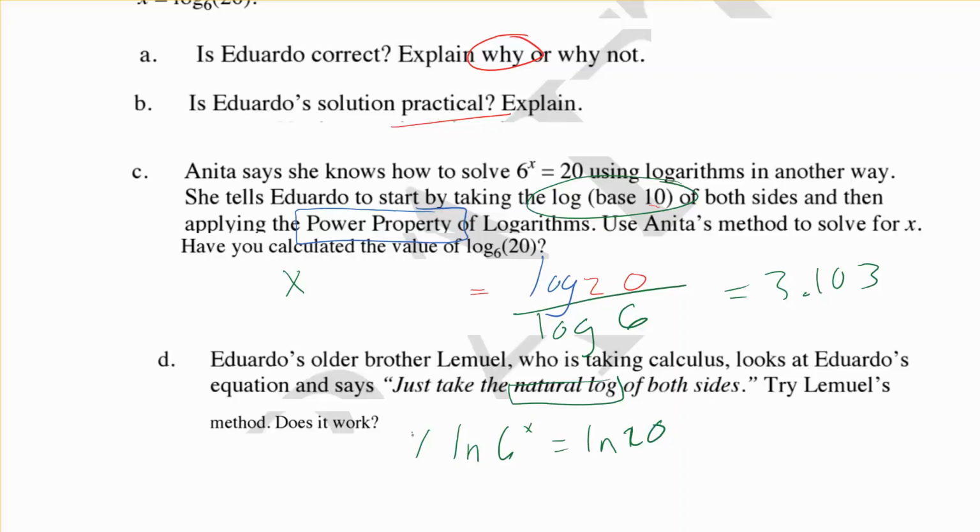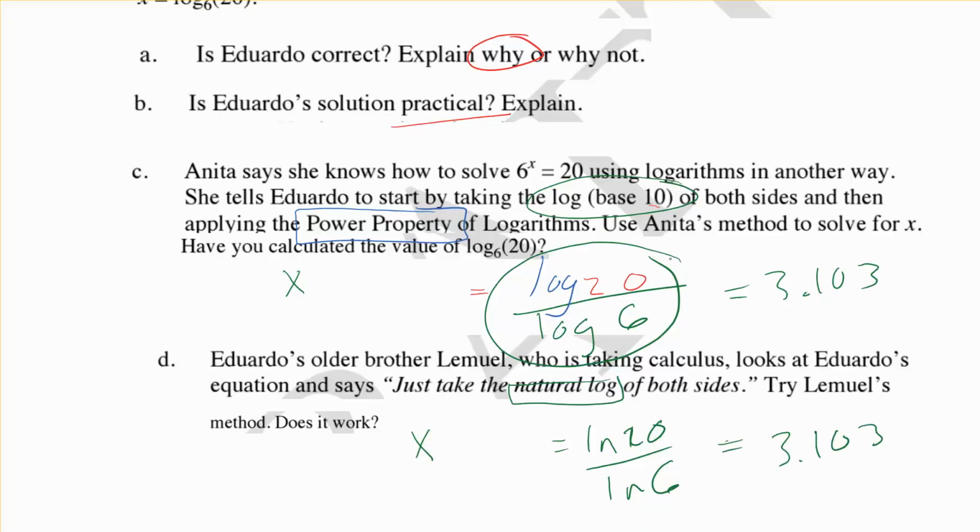Power property puts the x here. Divide by the ln of 6, the natural log of 6. Can I press that button on my calculator? And yeah, I get 3.103. So we should have just discovered that the log of 20 divided by the log of 6 is the exact same thing as the natural log of 20 divided by the natural log of 6.